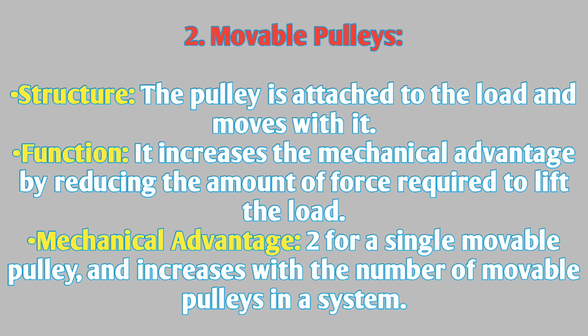2. Movable pulleys. Structure: the pulley is attached to the load and moves with it. Function: it increases the mechanical advantage by reducing the amount of force required to lift the load. Mechanical advantage: 2 for a single movable pulley, and increases with the number of movable pulleys in a system.